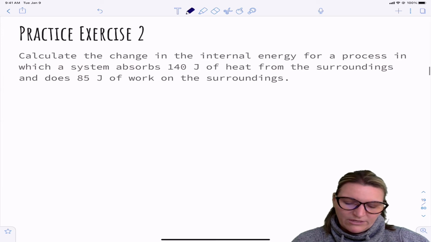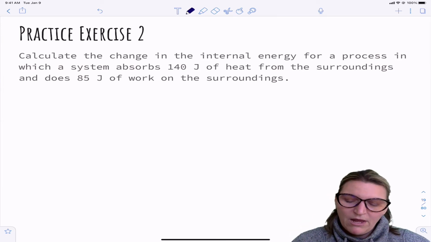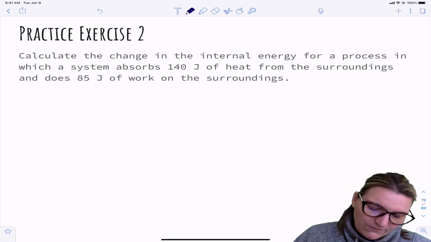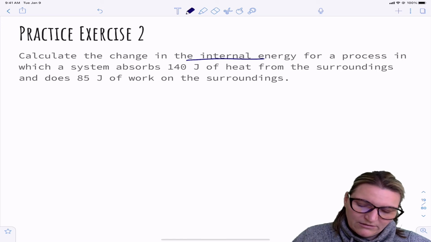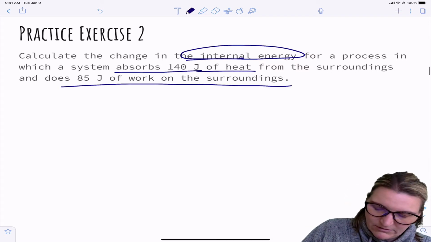And practice exercise 2, here's another one if you want to pause and try this one on your own and then unpause the video so you can see your answer for yourself. It says calculate the change of internal energy for the process when the system absorbs 140 joules of heat from the surroundings and does 85 joules of work on the surroundings.